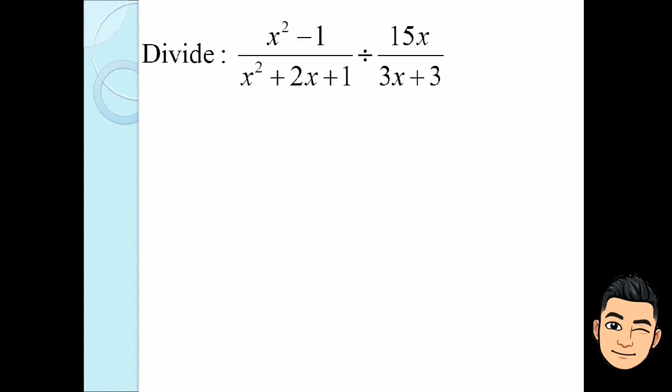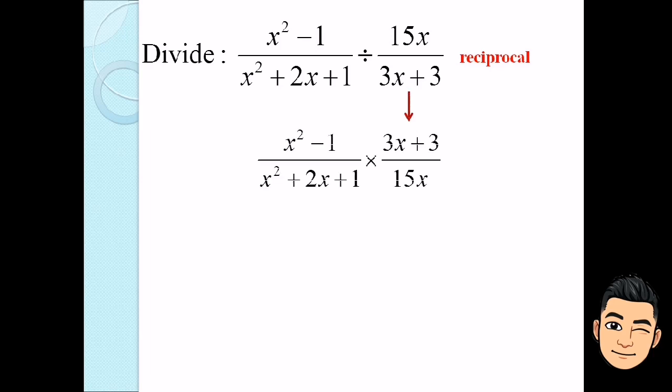X squared minus 1 over x squared plus 2x plus 1 divided by 15x over 3x plus 3. Wherein ang ating numerator at denominator ay binomials na or trinomials. So, we just get the reciprocal of the second fraction. Babalik na rin lang natin siya. So, magiging 3x plus 3 over 15x.